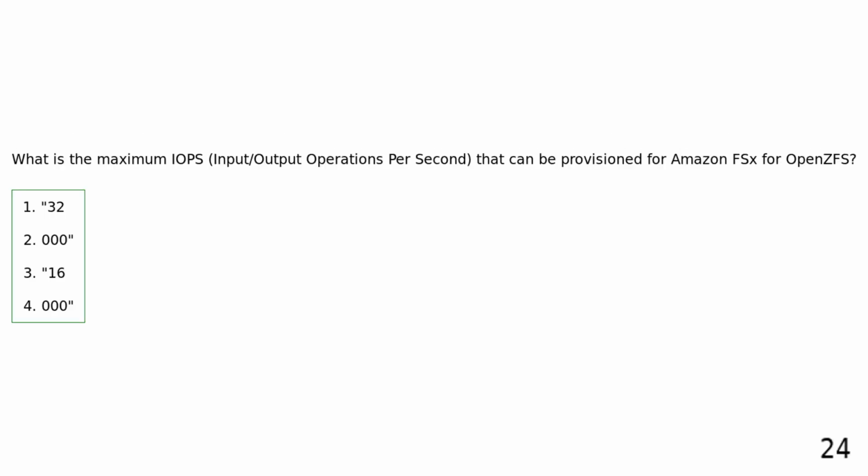What is the maximum IOPS that can be provisioned for Amazon FSx for OpenZFS? 32,000. 16,000.